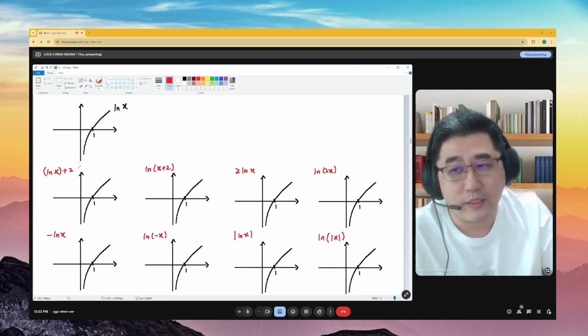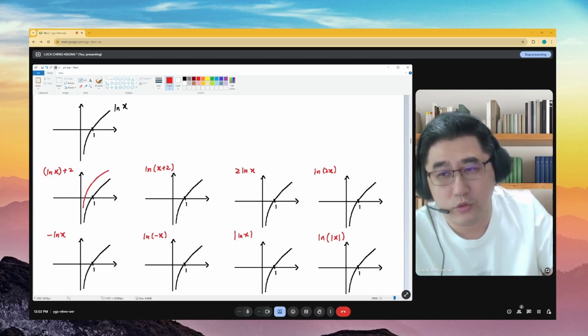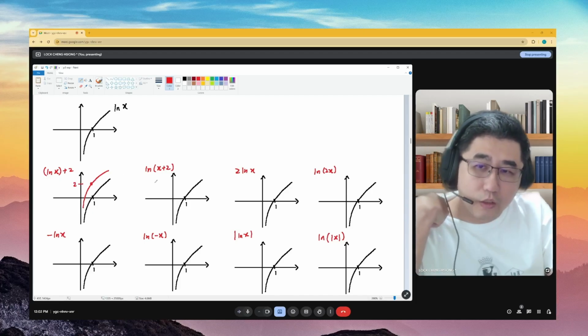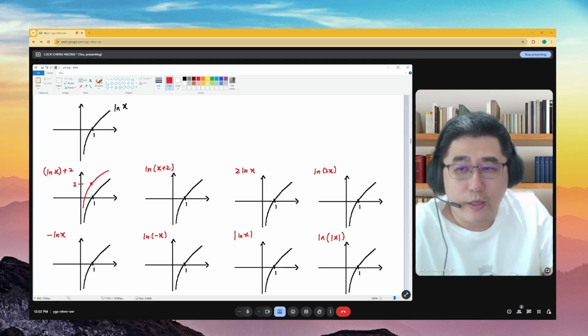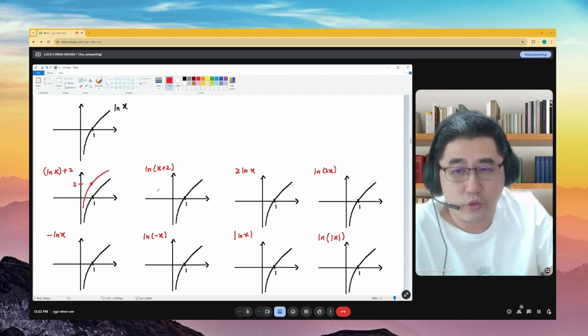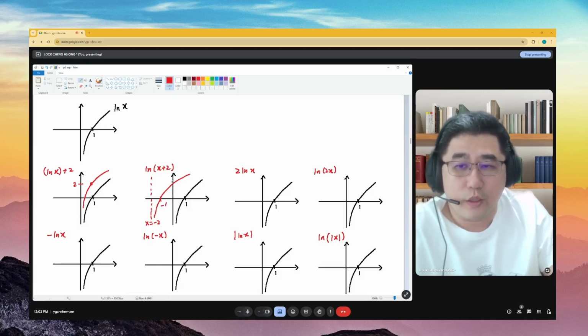So what exactly is the transformation for the first one? Ln x plus 2 means the whole graph shifts up by 2 units. So you have 1, 2 here. Okay, and what if you have a Ln of x plus 2 like this, inside the bracket? It means the whole graph shifts to the left by 2 units. So you have x equals -2 now. Okay, and you have -1 here. Then this is a Ln 2.